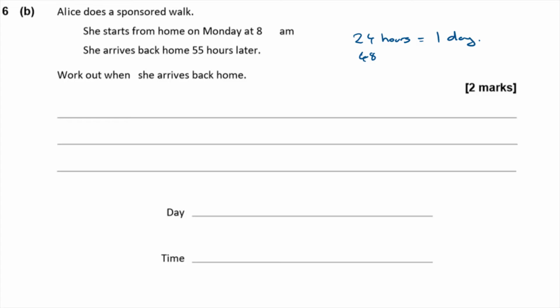So 48. So 24 goes into 55 twice, remainder 7. So 55 hours is equal to 2 days and 7 hours, isn't it? Okay. So if she set off on Monday at 8 a.m., it's going to be 2 whole days later that she comes back. So that'd be Tuesday, Wednesday. She's going to come back on Wednesday.